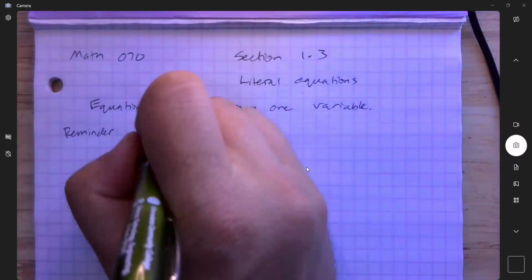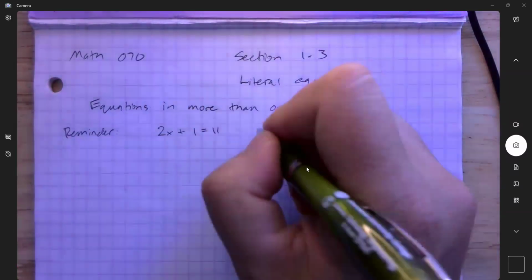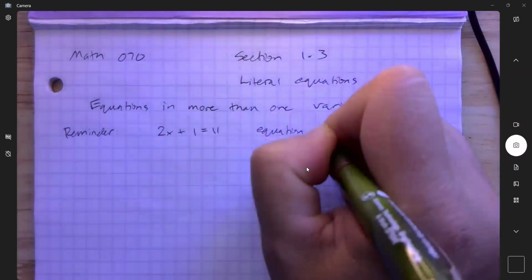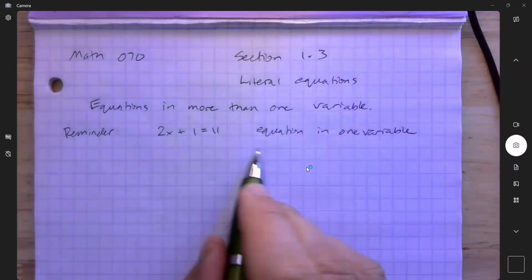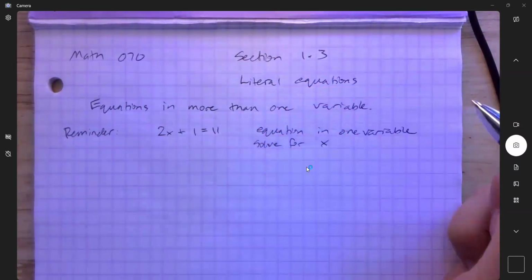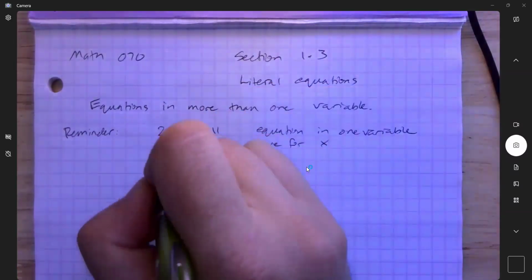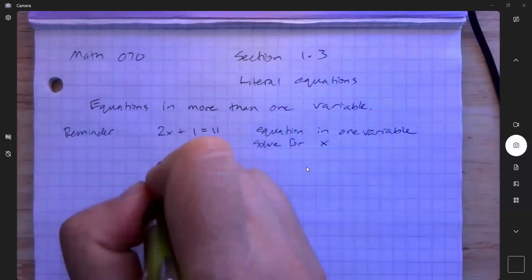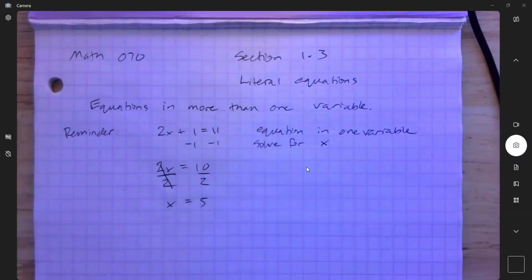equations in one variable might look like 2x plus 1 equals 11. That's an equation in one variable. And we can solve this equation for x. And the way we're going to solve that is by subtracting 1 from each side, which gives us 2x equals 10, and divide both sides by 2, which is going to give us x equals 5.